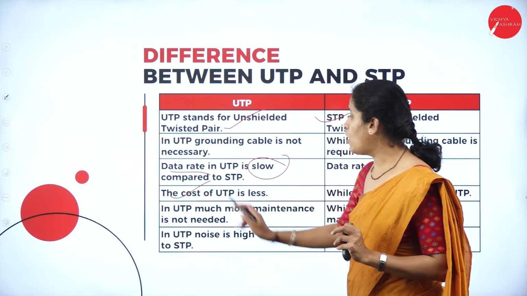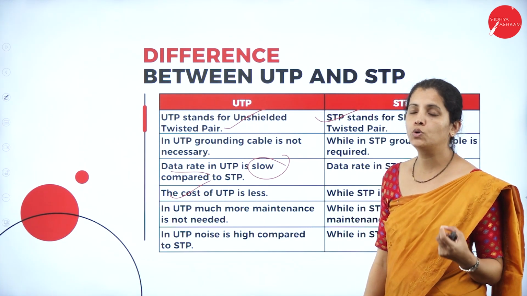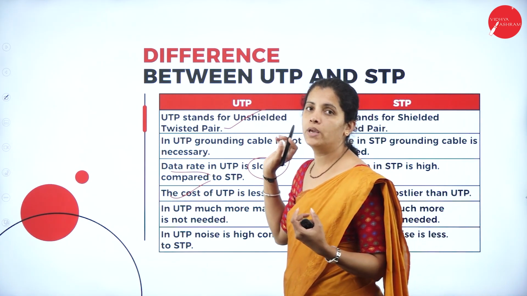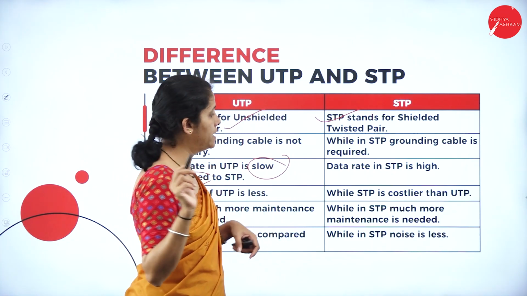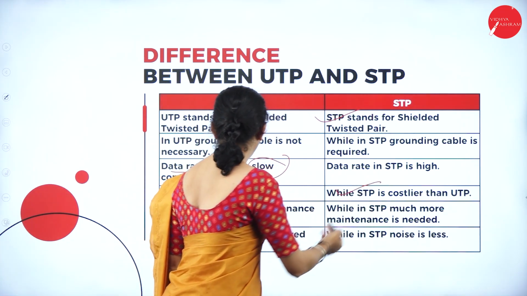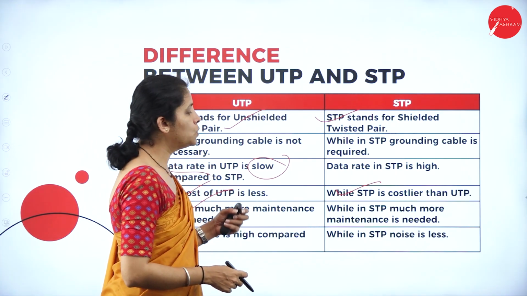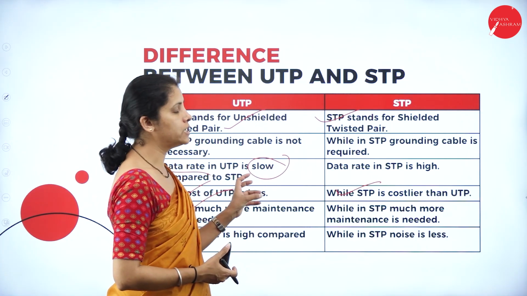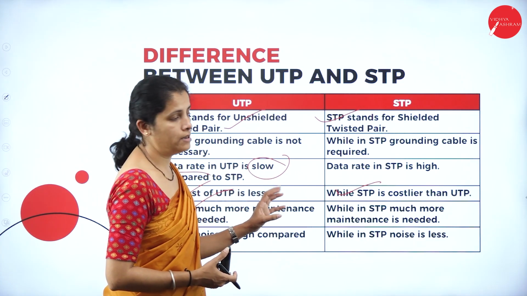And the cost of UTP is very low, in the sense that to buy unshielded twisted pair cable, we require minimum cost. What about STP? It is costlier. And if I consider UTP, there is no need of maintenance. But if I consider shielded twisted pair cable, then I have to maintain the cable.